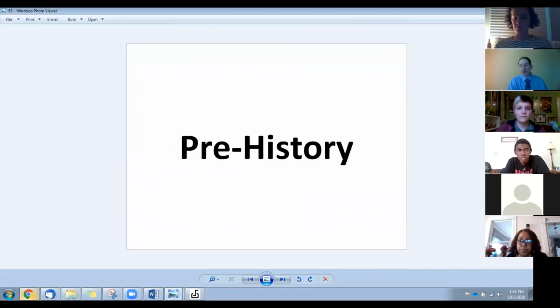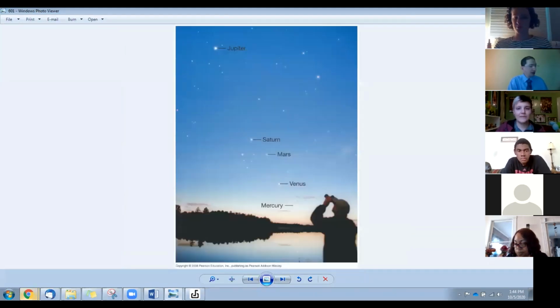Okay, so discovery of the solar system, prehistory. There are the 5 naked eye planets: Mercury, Venus, Mars, Saturn, Jupiter. Mercury, it's really close to the sun.